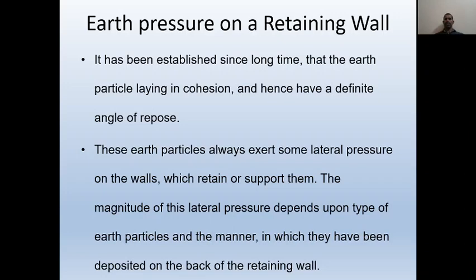These earth particles always exert some lateral pressure on the walls which retain or support them. The magnitude of this lateral pressure depends upon the type of earth particle and the manner in which they have been deposited on the back of the retaining wall. Right. There are different earth pressures on a retaining wall. One is the pressure from the backfill that will try to move the wall away, and in some particular circumstances the backfill will try to pull back the retaining wall, and these are the different types of earth pressures.